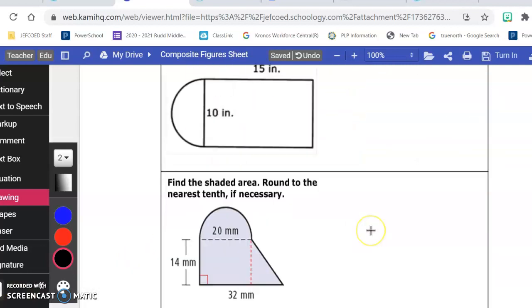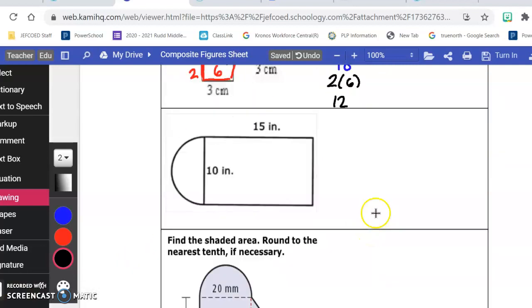All right, let's continue. We're going to do another one on this one. So right here, we have two figures. We have half of a circle. So let's think about it. Circle's area is equal to radius squared times pi. And then we have here a rectangle, which area is equal to length times width.